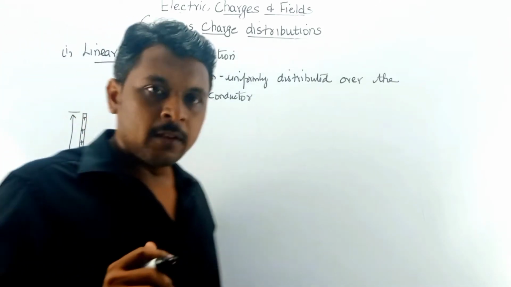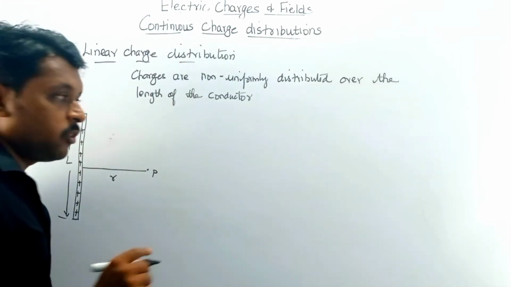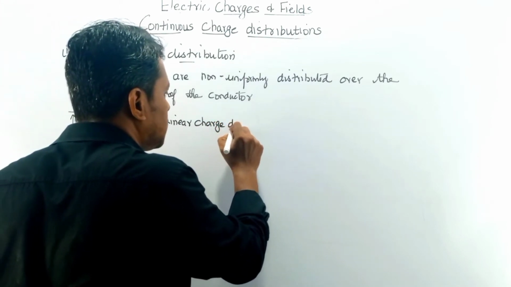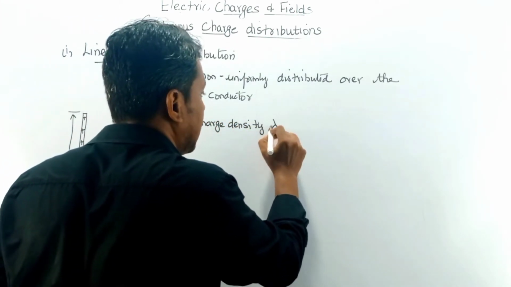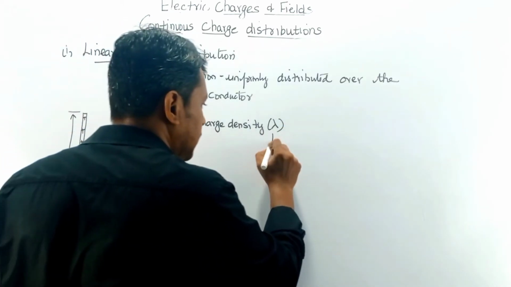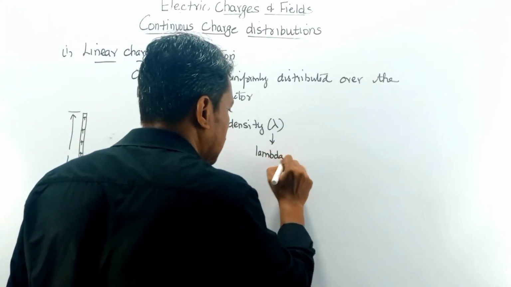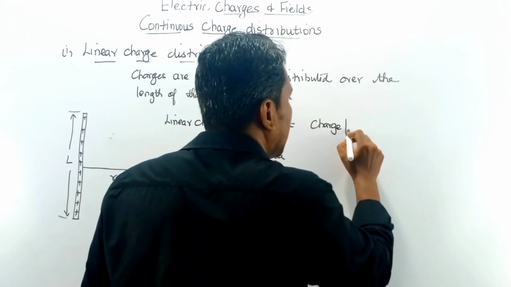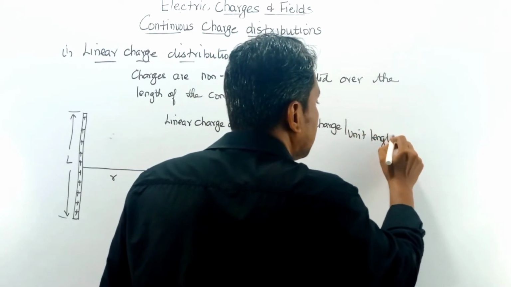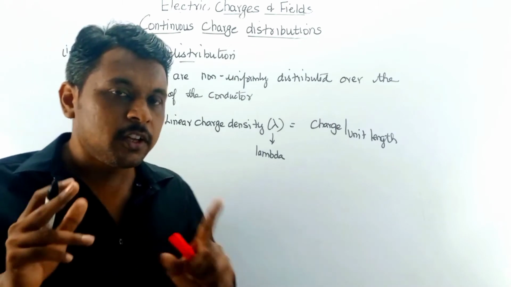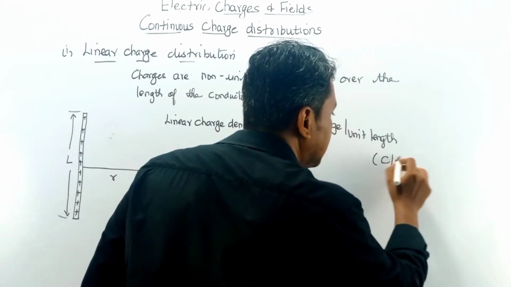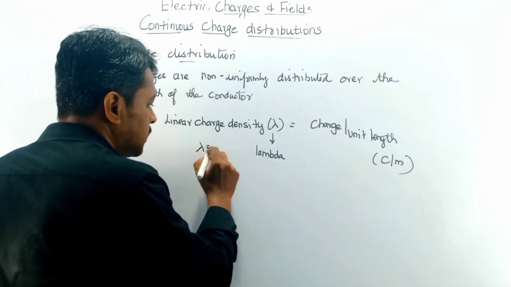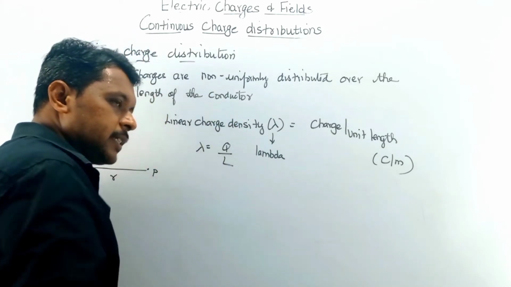Here I am going to introduce a term, we'll call it linear charge density, which we call lambda. This lambda is nothing but charge per unit length, and the unit of this is coulomb per meter. So this lambda is written as charge Q by unit length, let's take it as L.